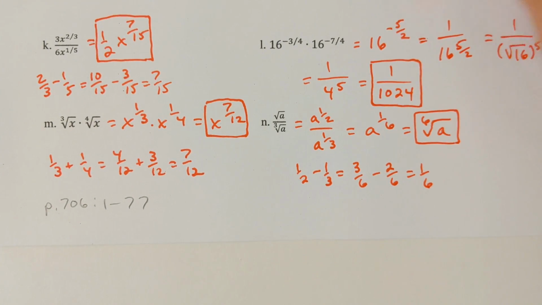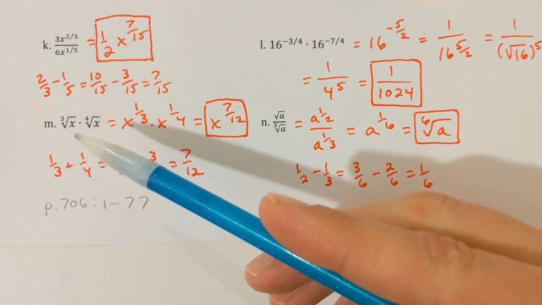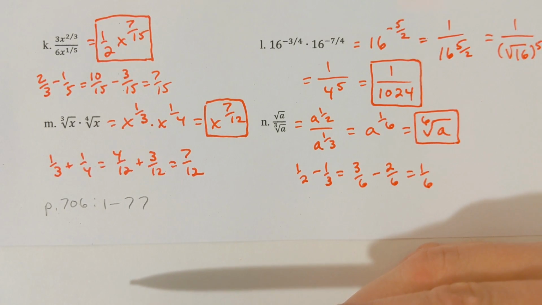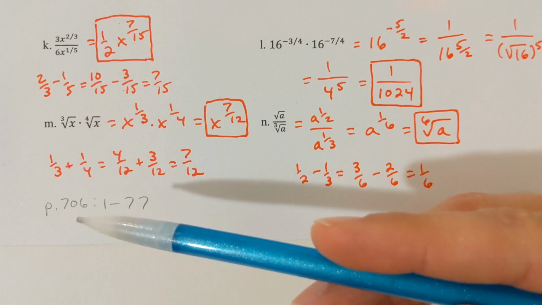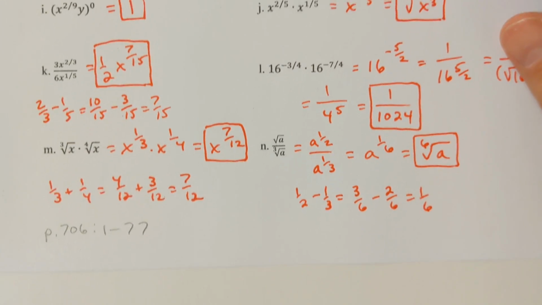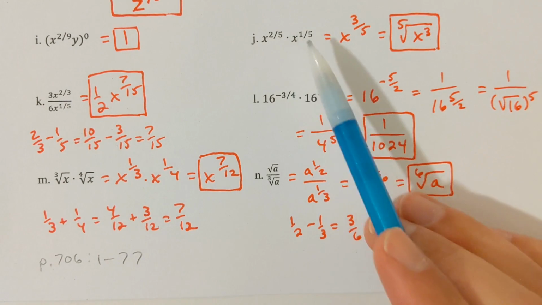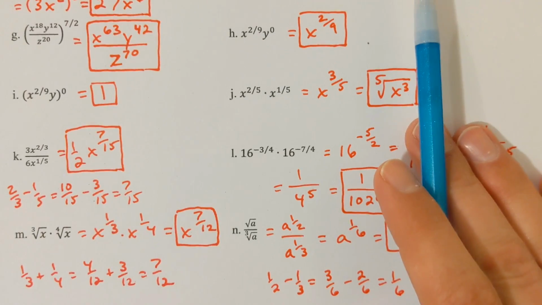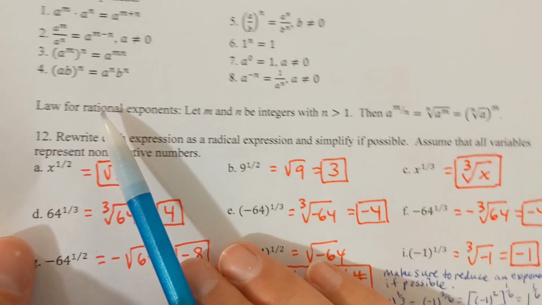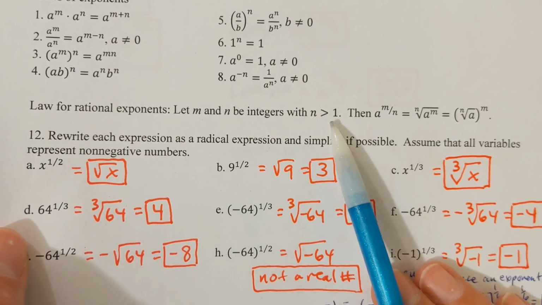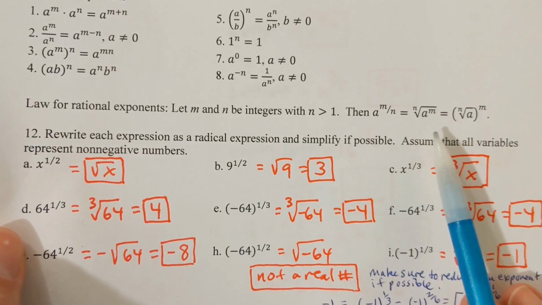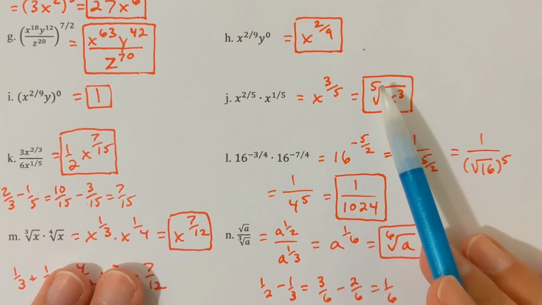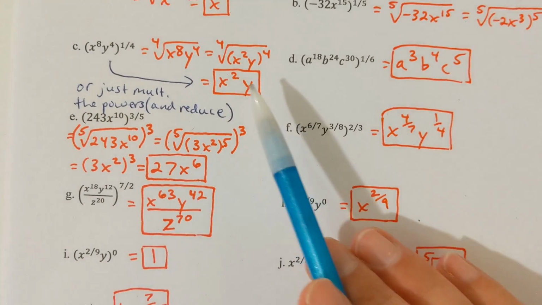Okay, we've got 2 more. Part M, the cube root of x times the 4th root of x. So a lot of problems in this section start off where you have something in a rational exponent form, and then at some point you need to use the law for rational exponents, where you rewrite it into a radical form. Okay, and so that's what I've had to do on several of these actually.